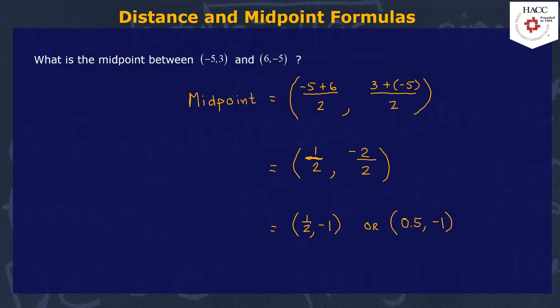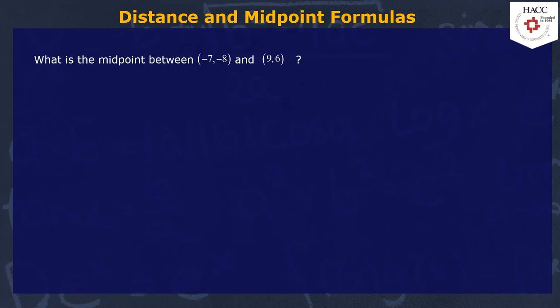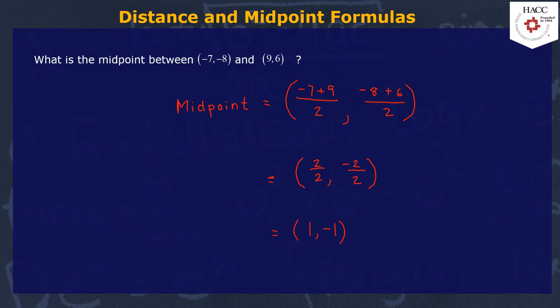Let's give it one more shot. So for this, again, I'm just going to take the average of my x's and the average of my y's. So I'm going to take -7 plus 9 and divide that by 2, and I'm going to take -8 plus 6 and divide that by 2. And when I get the results of those, I get 2 over 2 and -2 over 2, and then I would end up with 1, -1 as my midpoint.